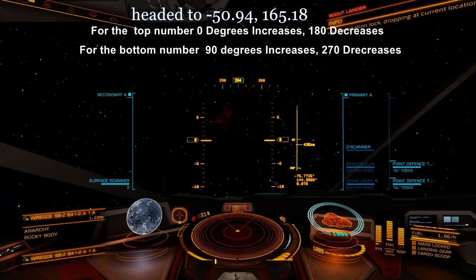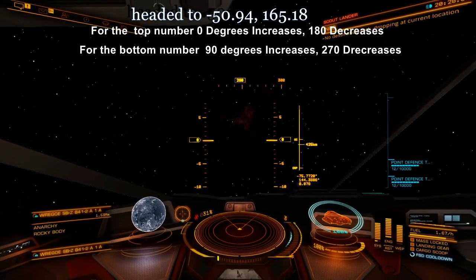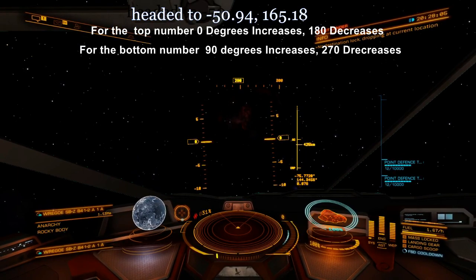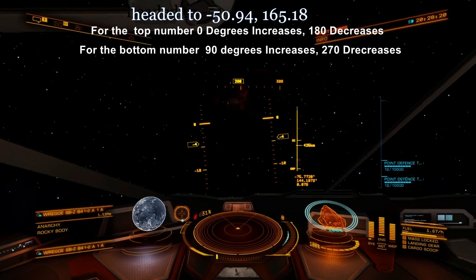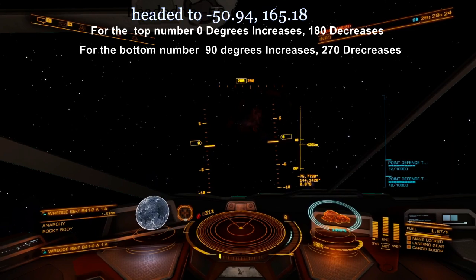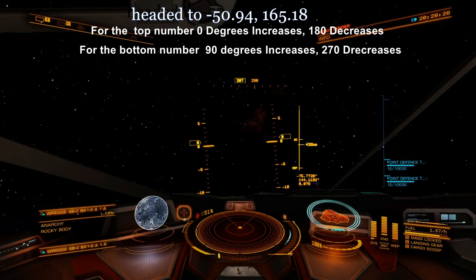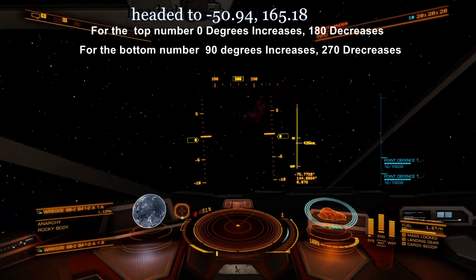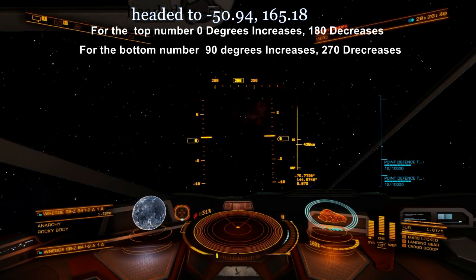Again, when you're at 0 degrees, your top number increases. If you're at 180 degrees, your top number decreases. If you're at 90 degrees, your bottom number increases. If you're at 270 degrees, your bottom number decreases. This is what we want to do. So now we're just going to work on the top number. We want to get to minus 50. We're already at minus 75. So we want to get to minus 50.